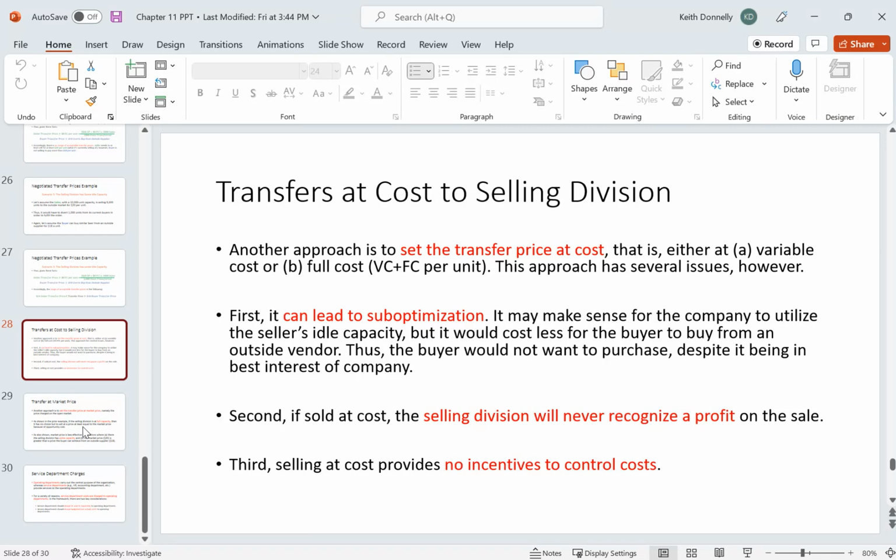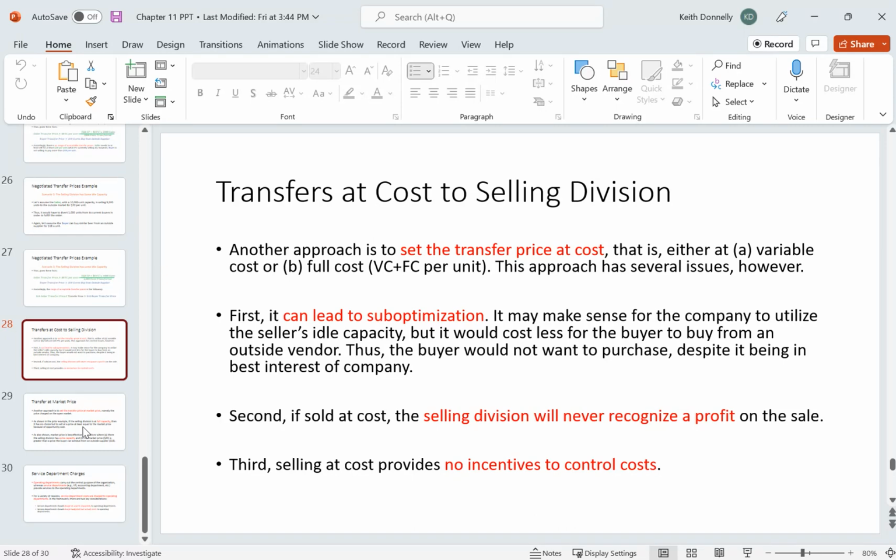First, this can lead to sub-optimization. Remember we said sub-optimization occurs when one company acts in its best interest, but it's not necessarily in the best interest of the corporation as a whole. In other words, it may make sense for the company to utilize the seller's idle capacity, but it would cost less for the buyer to buy it from an outside vendor. So the buyer would not want to purchase it despite it being in the best interest of the company. The buyer is going to say, we're not going to pay more than what we could pay on the open market.